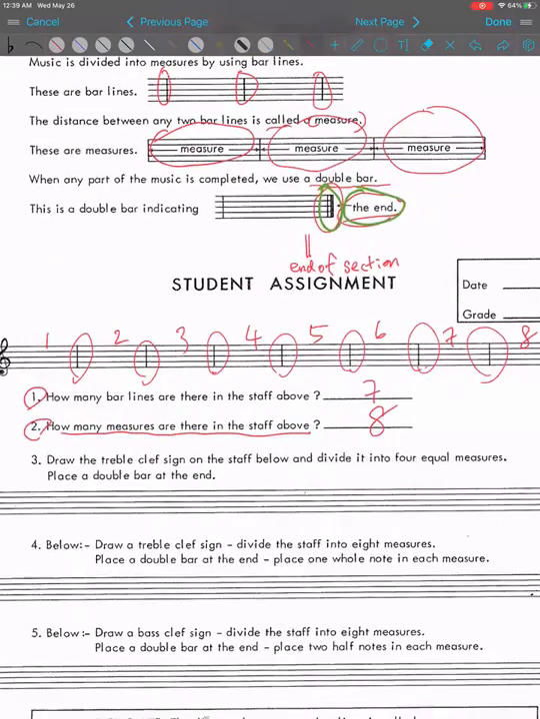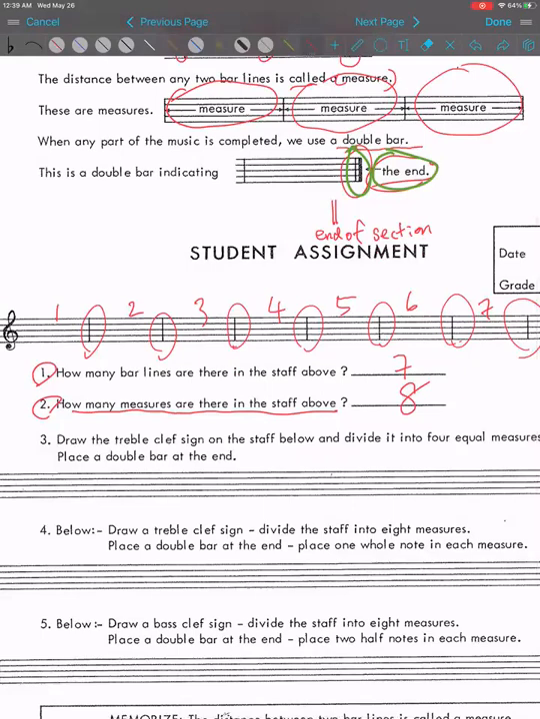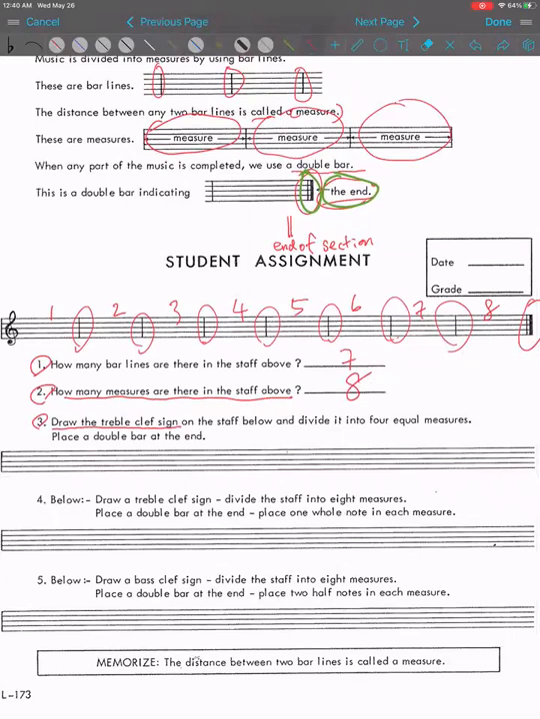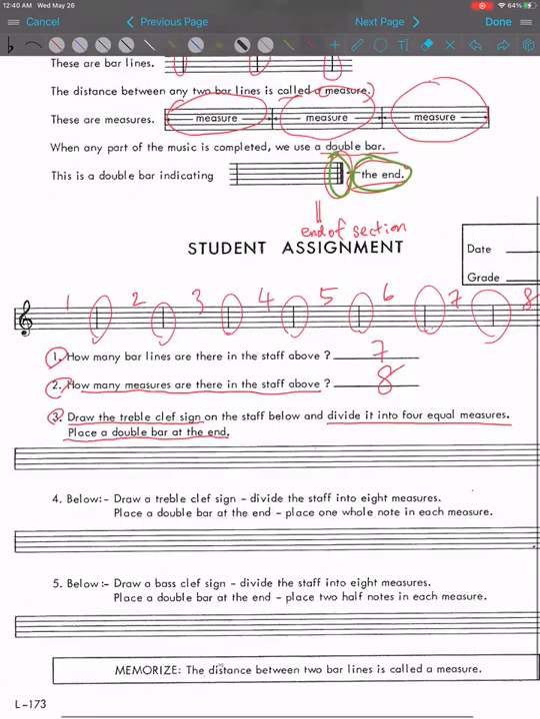Draw the treble clef sign. So here, when you answer questions, always kind of underline each important direction, because sometimes they ask you to do many things in the same sentence. So draw the treble clef sign on the staff below and divide it into 4 equal measures. And then place a double bar at the end. Here we go. So draw the treble clef sign.